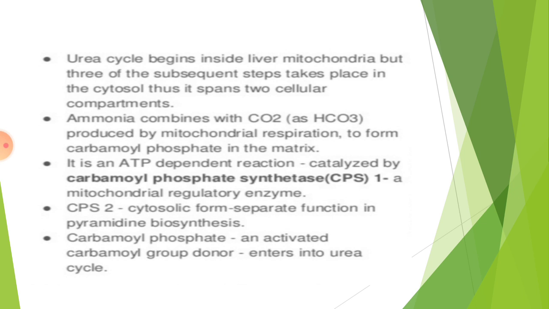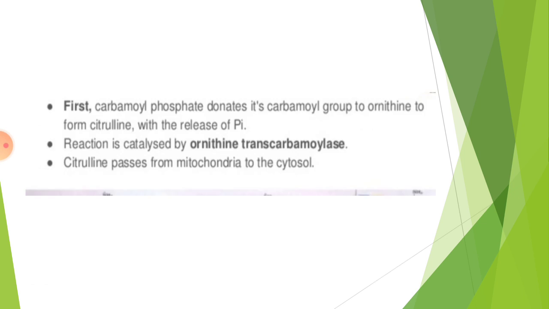Carbamoyl phosphate synthetase 2 is also used in the cytosolic form, with a separate function in pyrimidine biosynthesis. Carbamoyl phosphate is an activated carbamoyl group donor which enters into the urea cycle.